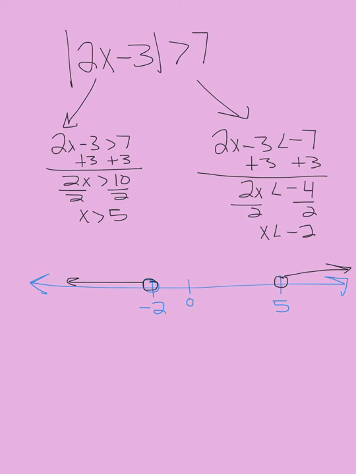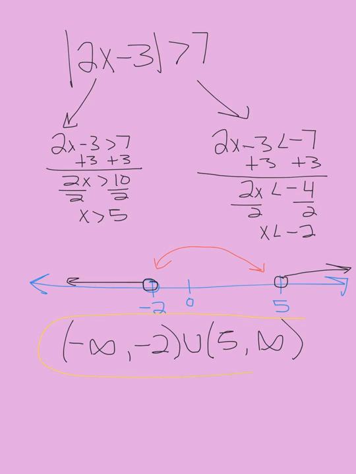So on our graph here, our final answer will look like this. It'll be a parentheses negative infinity to negative 2, parentheses, and because this is an OR equation, we'll have a union, then parentheses 5 to positive infinity. And this is an OR because there is no intersection, no overlapping in our graph. And so this is our final answer in interval notation.